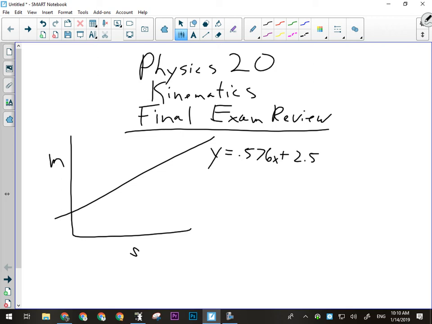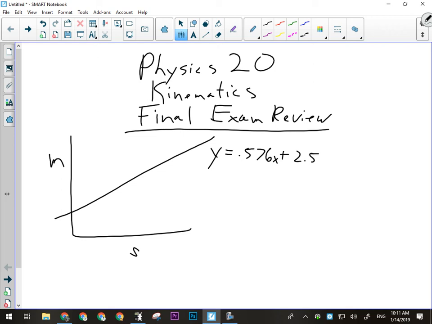Finding average velocity on a graph that's not linear, then I've got to find my total displacement divided by my total time. For speed, total distance divided by total time. Nothing you haven't done lots and lots of times before. It's just been a while since you did it.